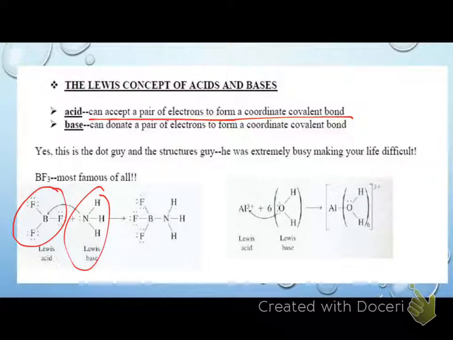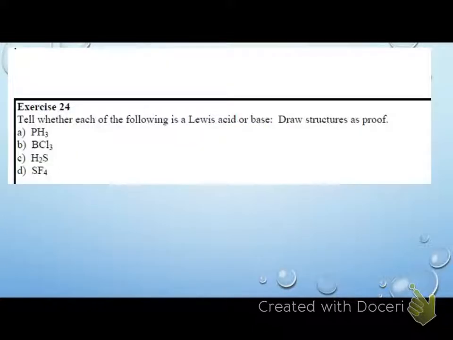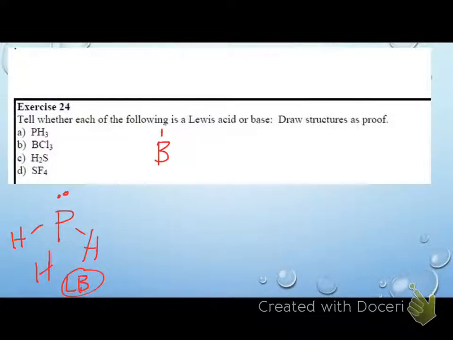Okay. So this next one just says identify them as a Lewis acid or base. Draw your Lewis structure as proof. So PH3 looks like this. So it does have some lone pairs, so it's going to be a Lewis base. BCl3, boron only has 3 electrons to share. So it's trigonal what? Planar. So it can only accept a lone pair. It doesn't have any to give away, so it would be a Lewis acid.